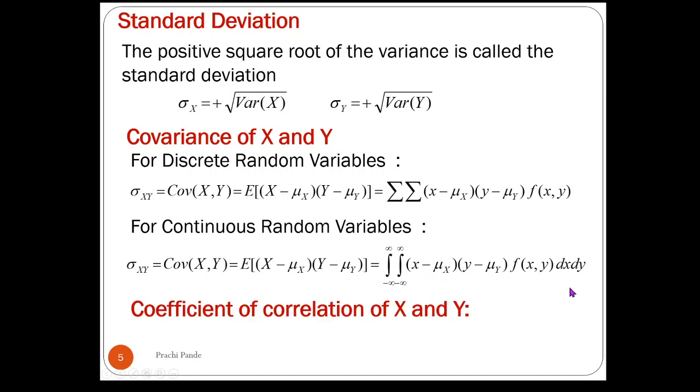The coefficient of correlation of x and y is the measure of how these two random variables are correlated. It is the degree of correlation, we can say. It is denoted by rho, which is equal to sigma xy upon sigma x into sigma y, that is covariance of xy upon standard deviation of x into standard deviation of y.